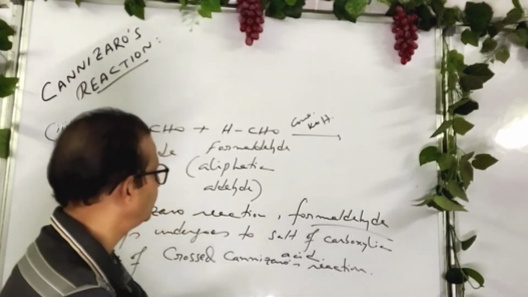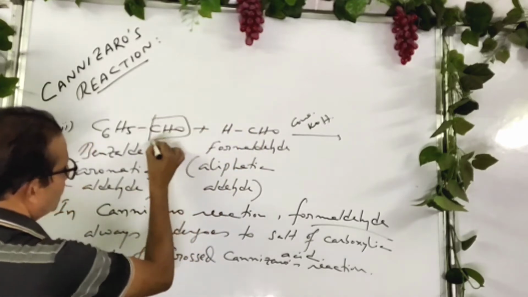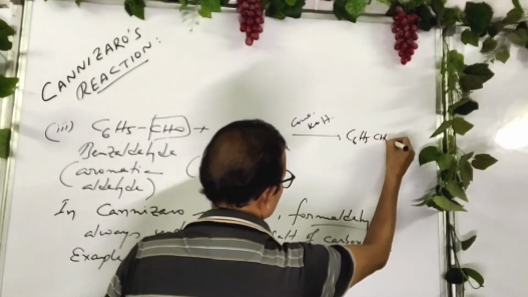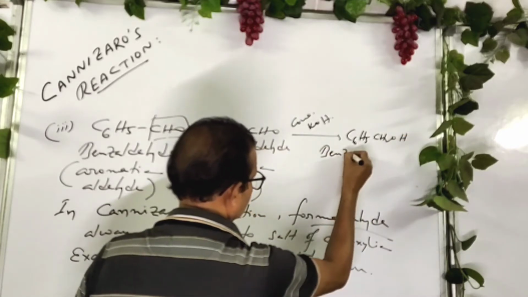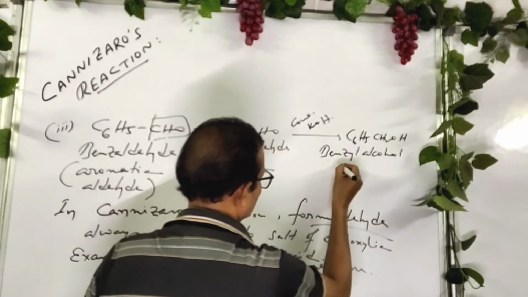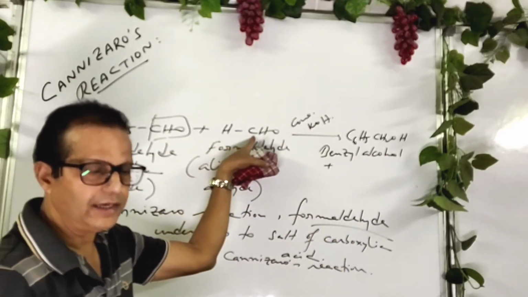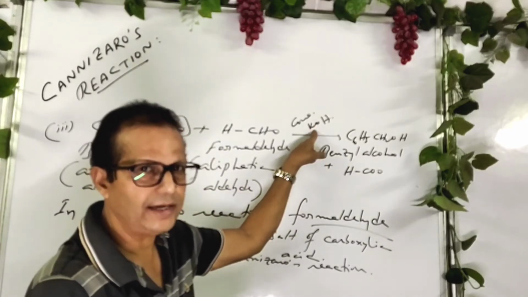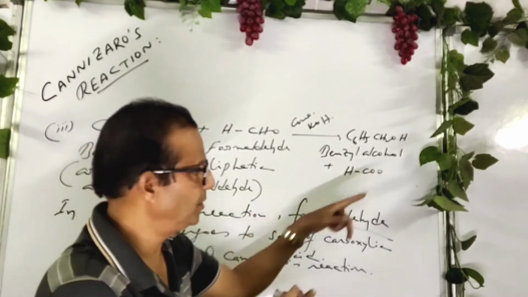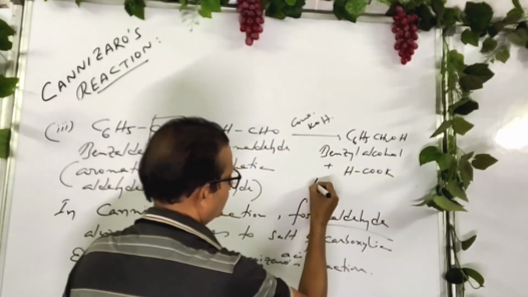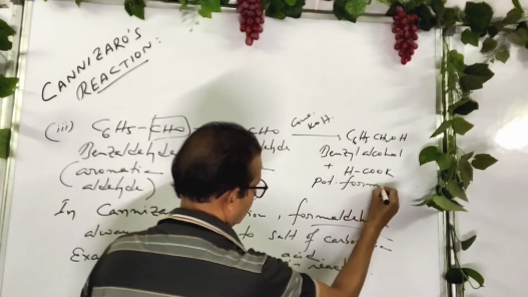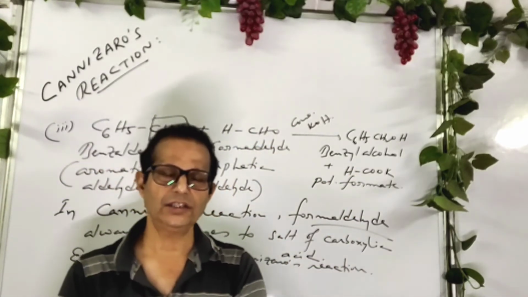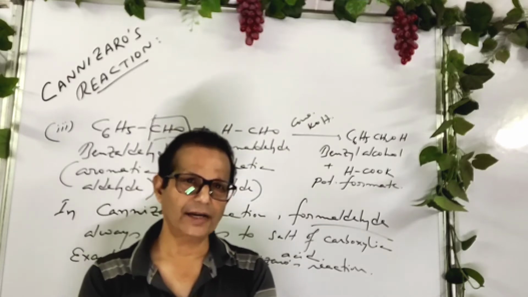So what are the products formed here? Obviously, this aldehyde undergoes reduction. As it is formaldehyde, it undergoes oxidation. As you take potassium hydroxide as the alkali, use K here. So you get potassium formate. This is a very important concept for the entrance exam also.